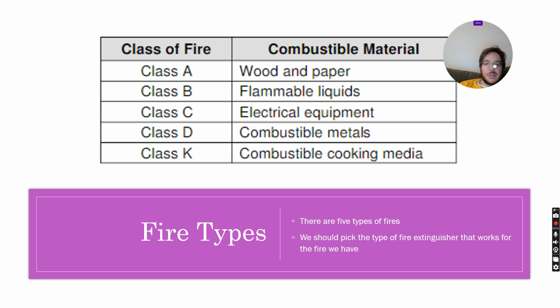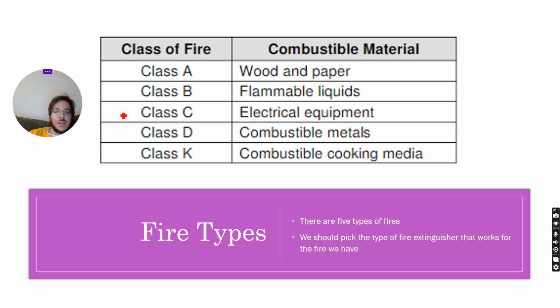Now, there's 5 classes of fire: A, B, C, D, and K. Now we must pick the type of fire extinguisher for the fire that we have. So class A is wood and paper, B is flammable liquids, C is electrical equipment, D is combustible metals, and K is combustible cooking media.